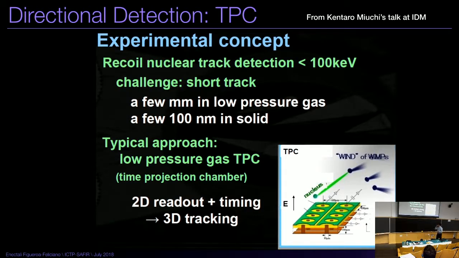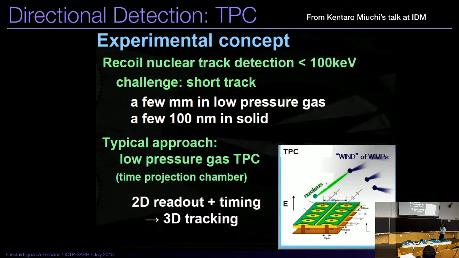For directional detection, most of the effort has been in using a gas, because of course the gas will allow the nucleus to move further. And so it's basically just like the bubble chambers we talked about before. You would have some wind of WIMPs, and you would hit a nucleus, and then there'll be some field. That nucleus is going to generate a track of electrons.